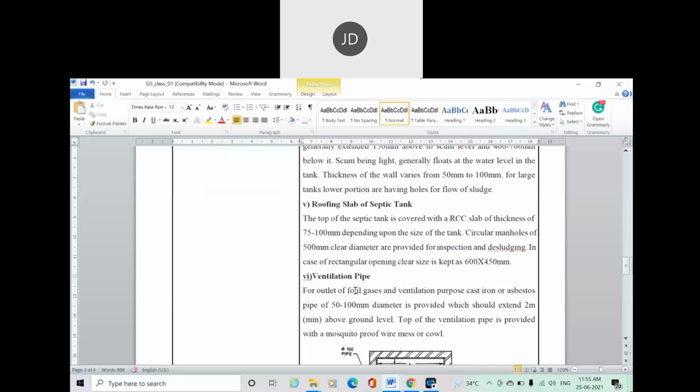Next, ventilation pipe or vent pipe, for outlet of foul gases. You know that due to the anaerobic digestion process, foul gases may be generated in the septic tank, and those gases can be expelled out from the septic tank via the ventilation pipe, or in short, vent pipe. For outlet of foul gases and ventilation purposes, a cast iron or asbestos pipe of diameter 50 to 100 millimeter is provided and should be extended 2 meter above the ground level.